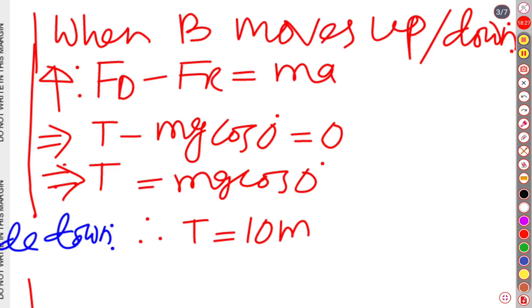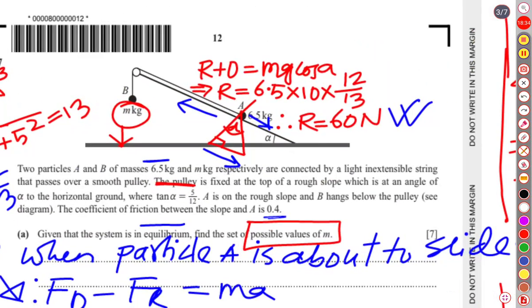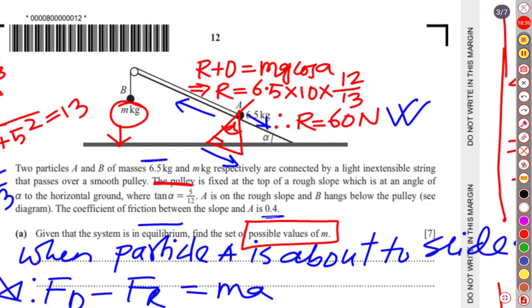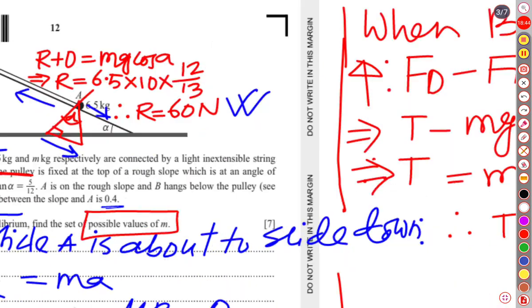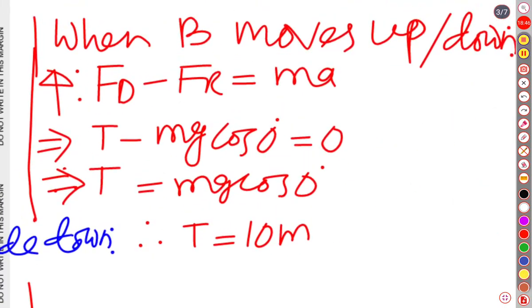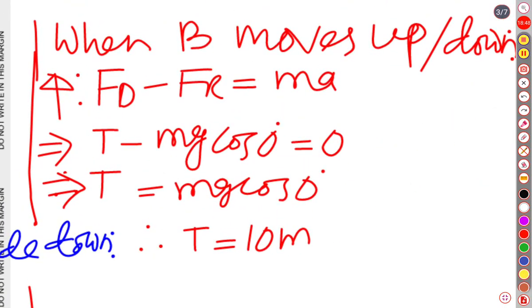Now let's see what would happen if the particle moves down. Actually they are the same as I have shown. The upward force is tension, the downward force is nothing but weight. So ultimately they are equal to each other. There are no other external forces acting on B. That's why whether it moves up or down, its tension will be the same. There are only two forces, and they are equal to each other. It varies on the basis of the variation of mass. So tension is equal to 10m.